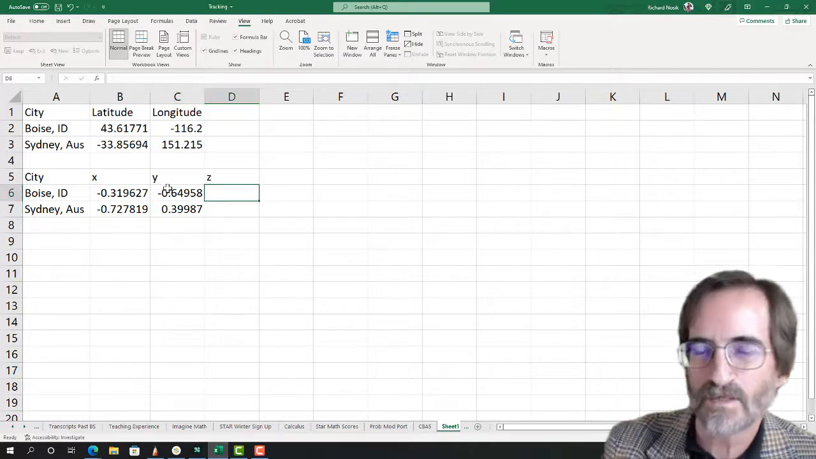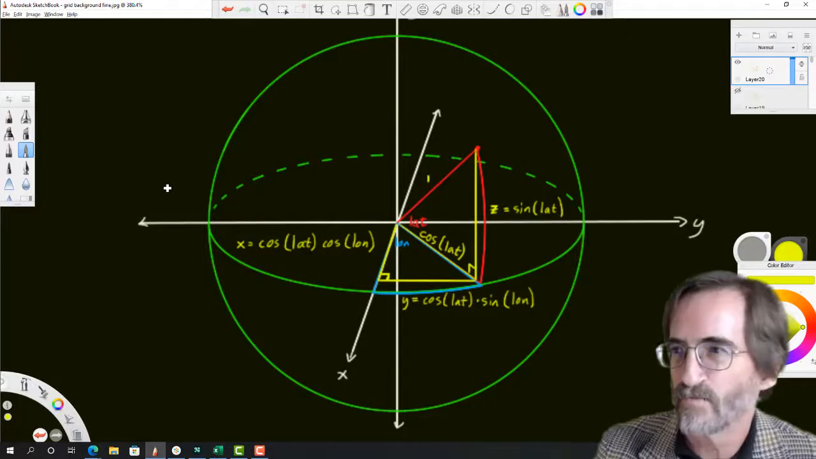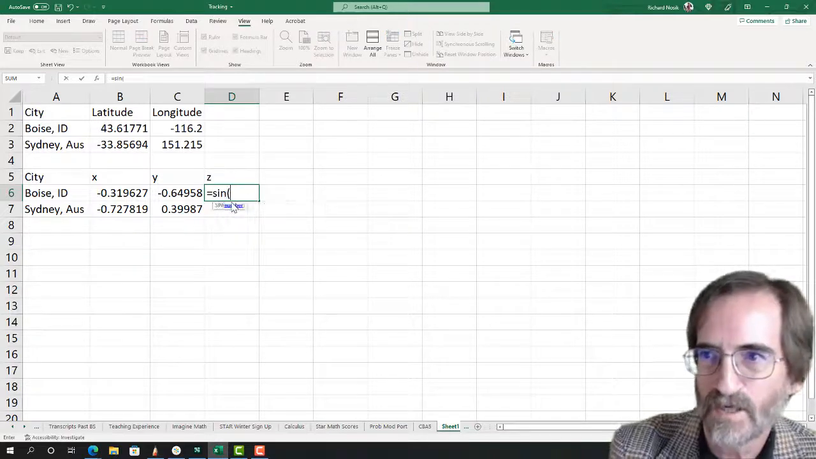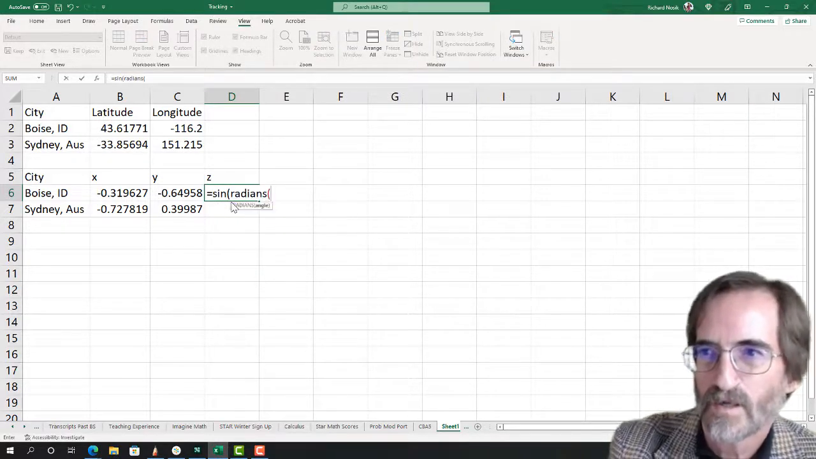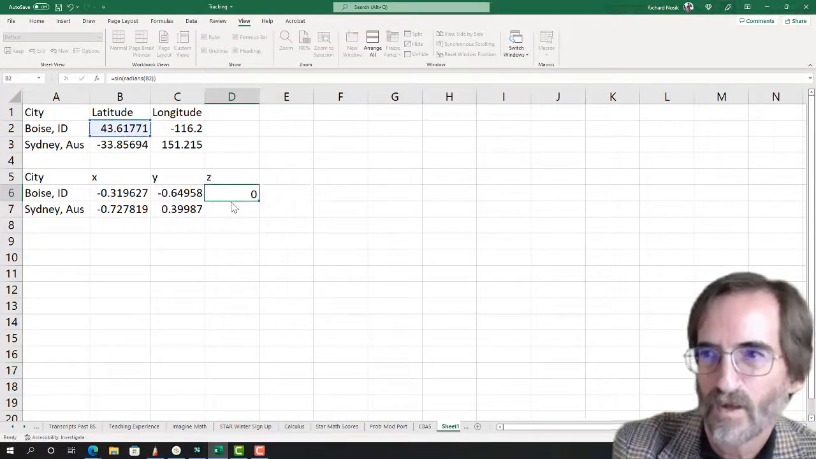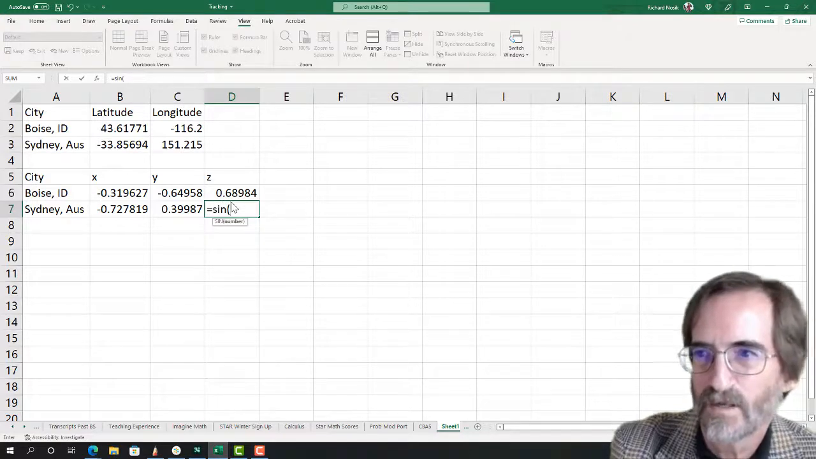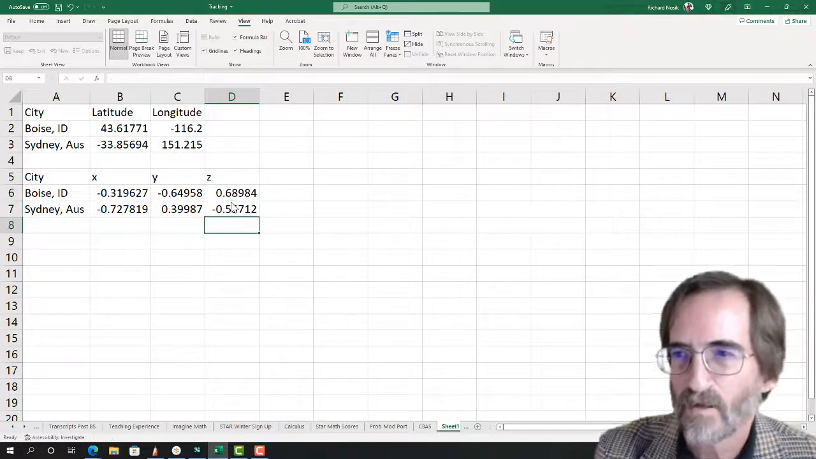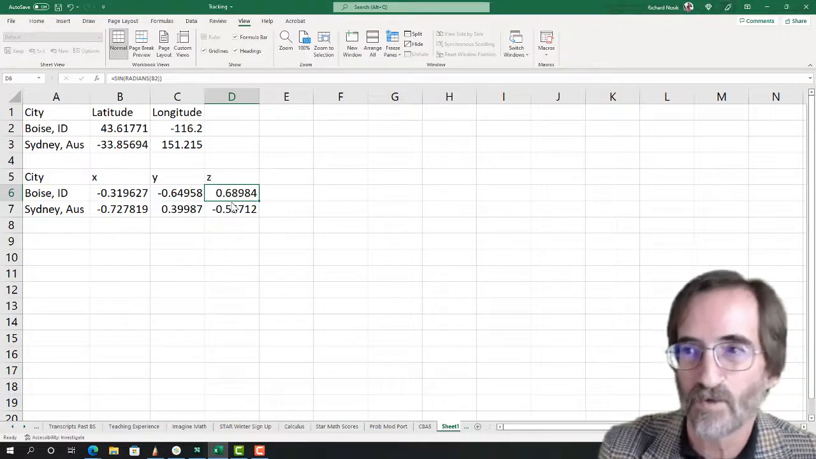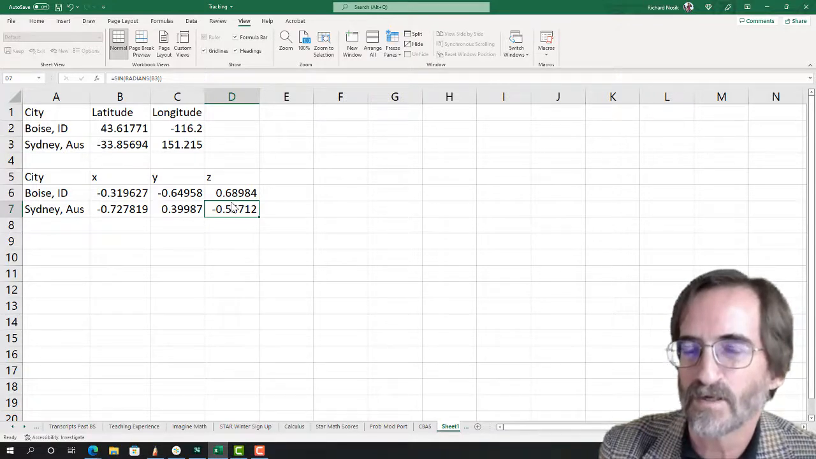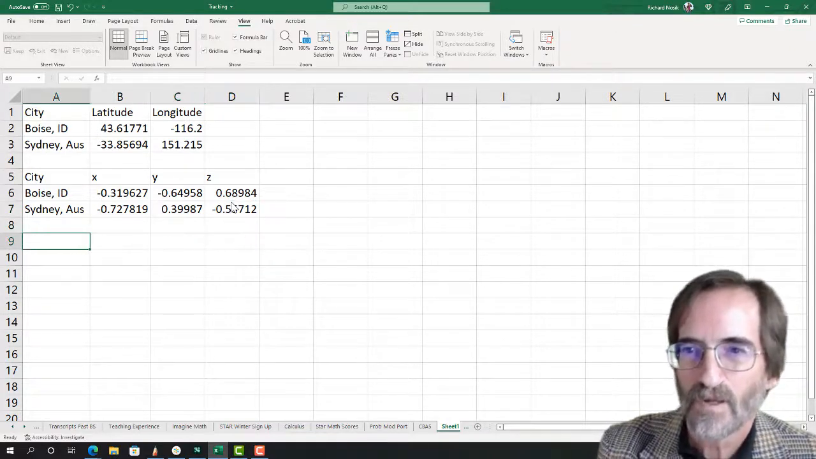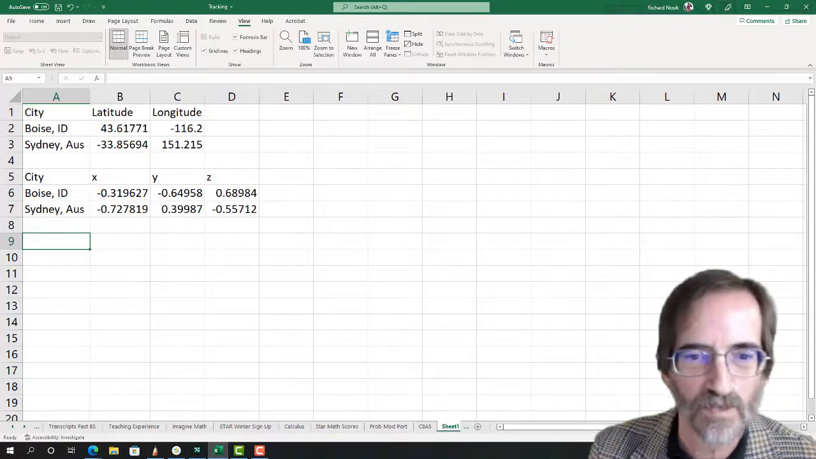So now we need a z-coordinate. The z-coordinate is determined entirely by latitude. It's the sine of the latitude. So equals sine radians of the latitude. Okay, equals sine radians. Oh, why type it again? Copy and paste. Okay. Note that the z-coordinate is positive for Boise. It's in the northern hemisphere, and negative for Sydney because it's in the southern hemisphere. All right. Okay, so now we've got our x, y, and z coordinates for both.